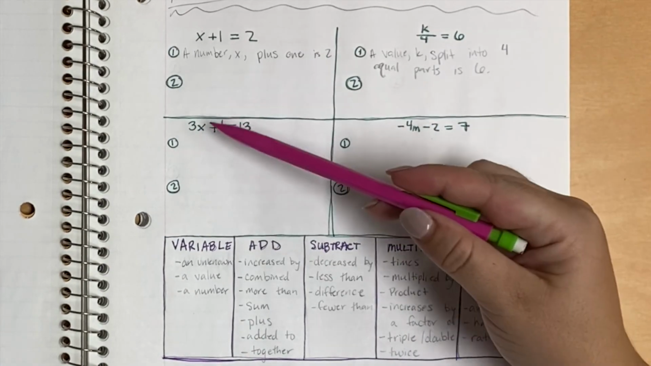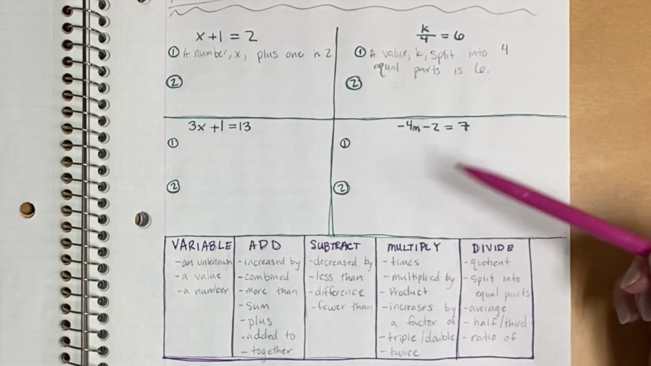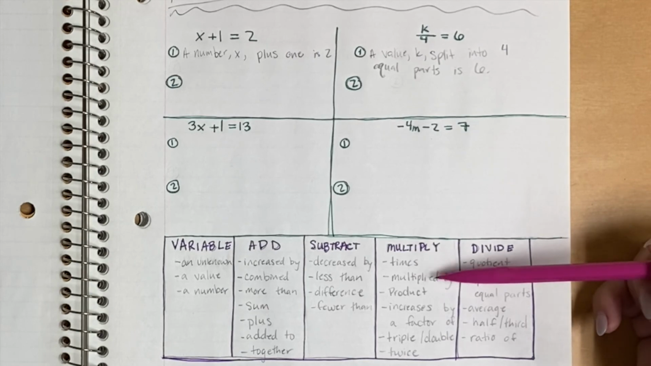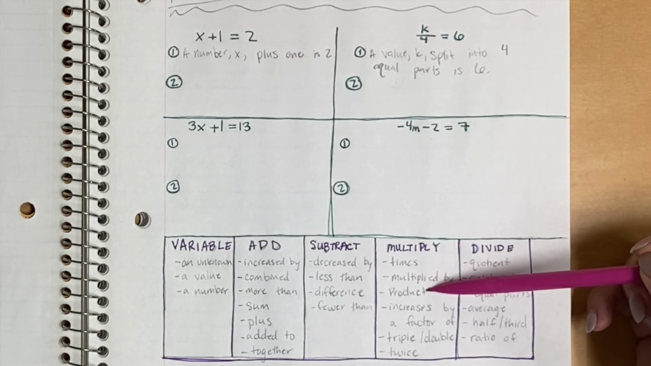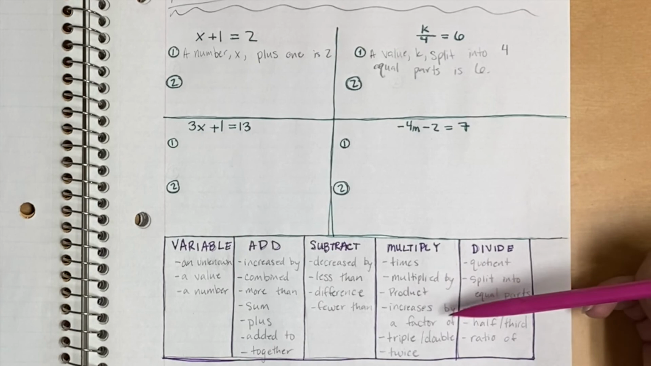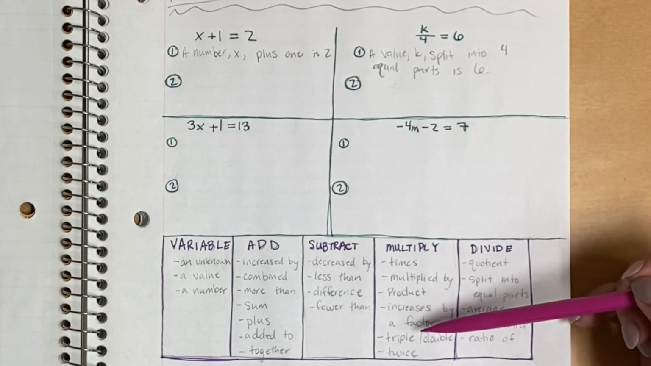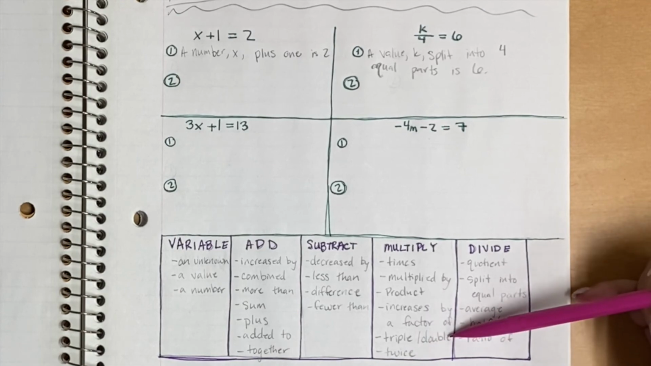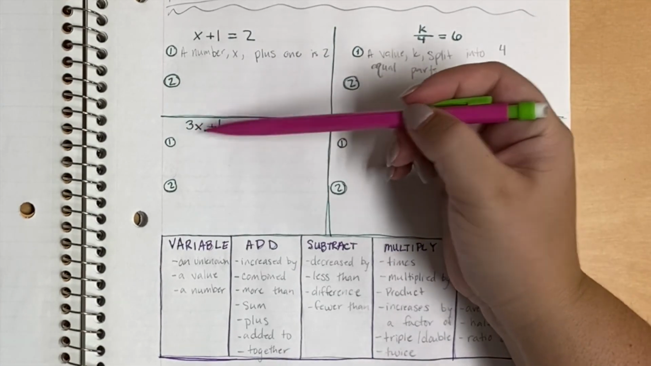So if I was looking at this one, I could say 3 times x, I could say 3 multiplied by x, I could say the product of 3 and x, I could say x increased by a factor of 3, I could say triple the number x. I can't use twice because that means times 2, and I can't use double because that means times 2, when we have 3 being multiplied here.